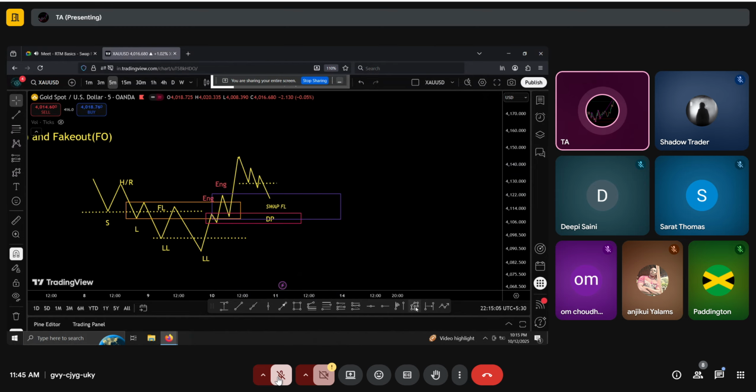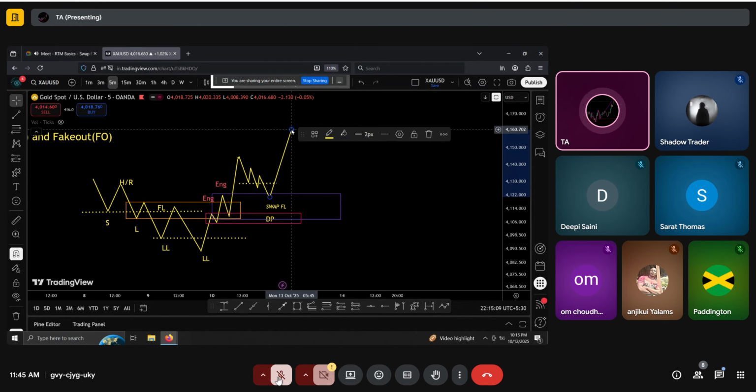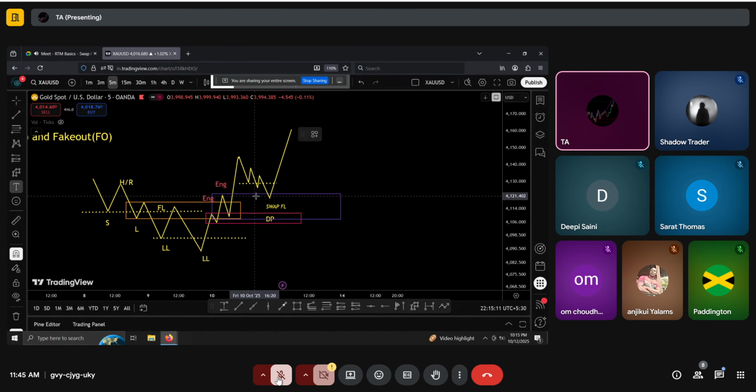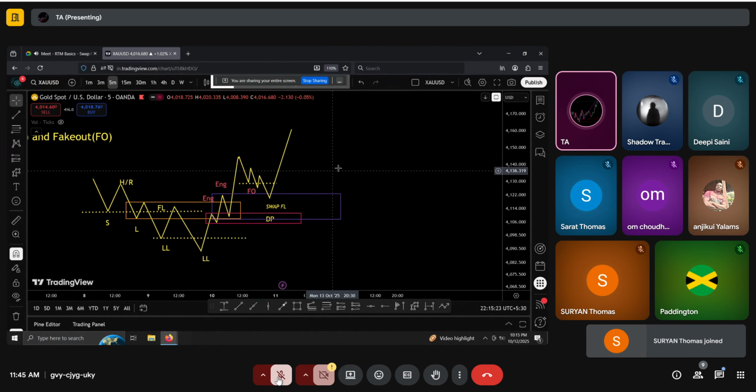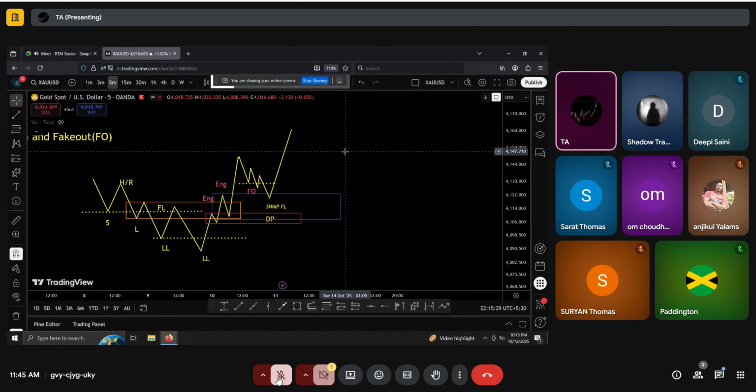So this creates a level here and then fake it out, right? This fake out and then goes up again. So this will be our fake out. Fake out of what? This level. Fake out of this level. Okay. Now you guys understand? Any question? No.